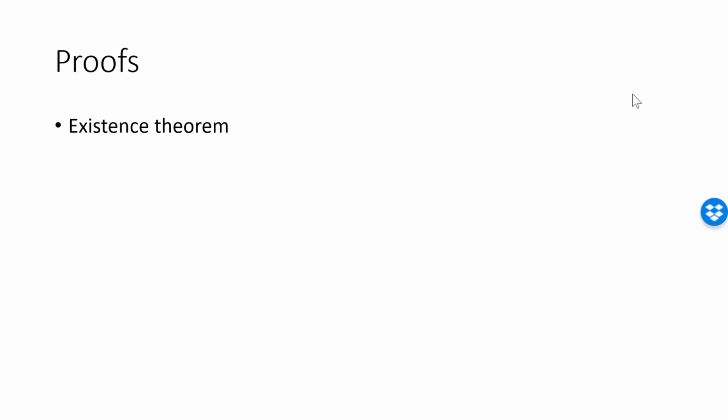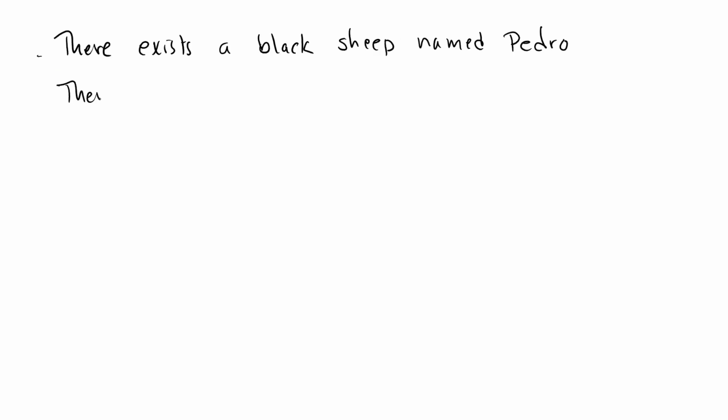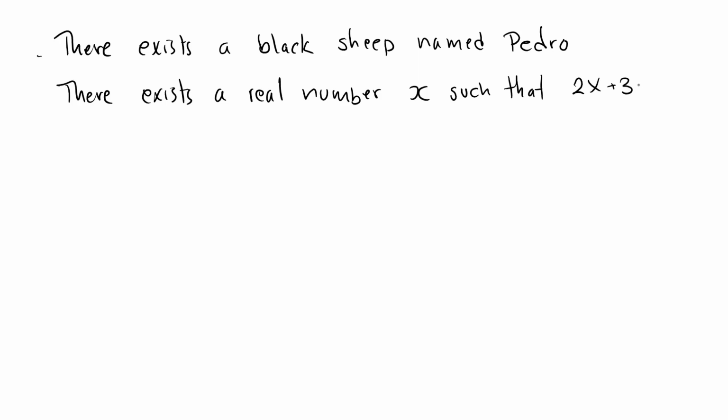An existence theorem is a theorem that asserts the existence of something. For example, the statements, there exists a black sheep named Pedro, and there exists a real number x such that 2x + 3 is equal to 7, are existence theorems.